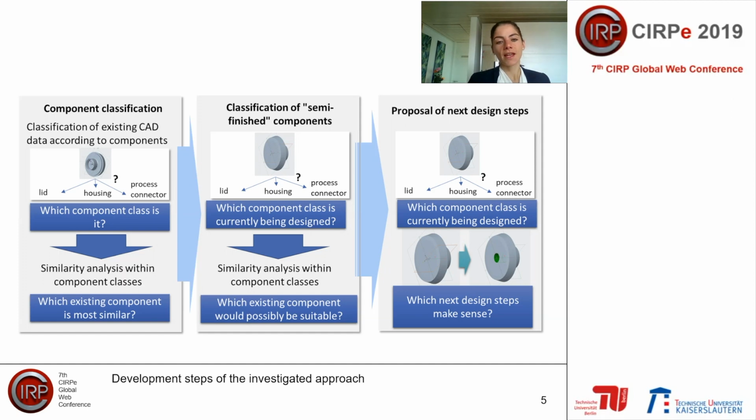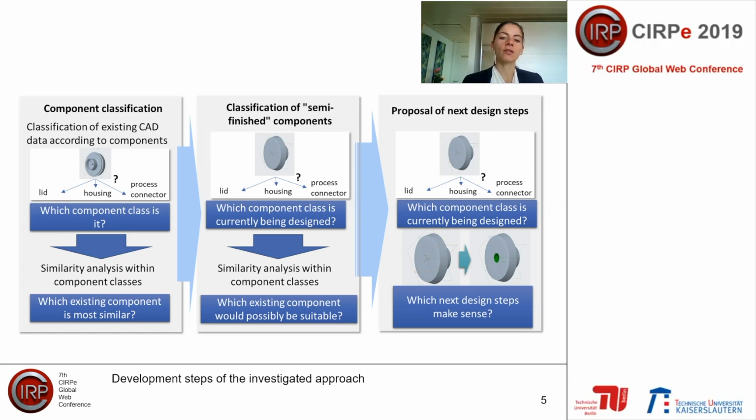And the next step is then to classify semi-finished components during a design process. This means that our design assistant shall recognize, while a designer is designing the product, which component class is currently under design. And then if it has recognized which component class it is, it shall look in the existing database of this component class if there maybe already exists some very similar CAD model, which is then proposed to the designer in order to avoid the designing of duplicates and to save time.